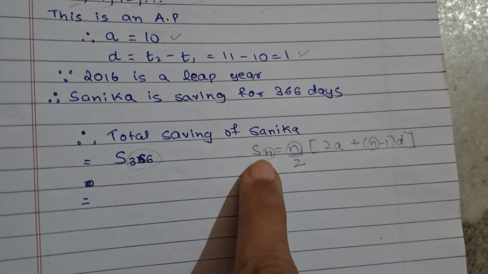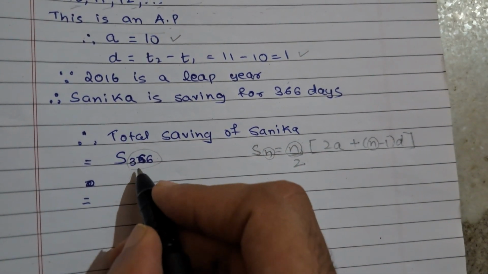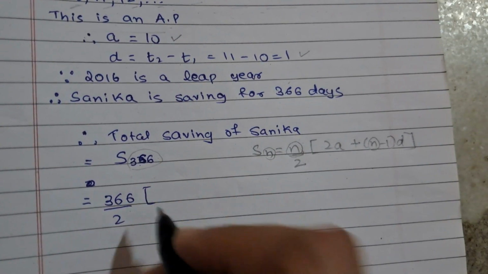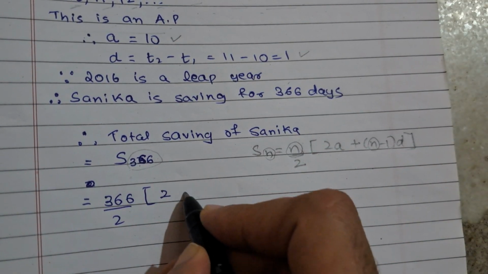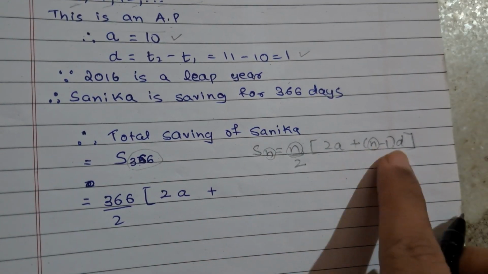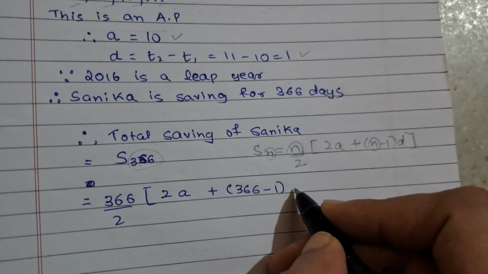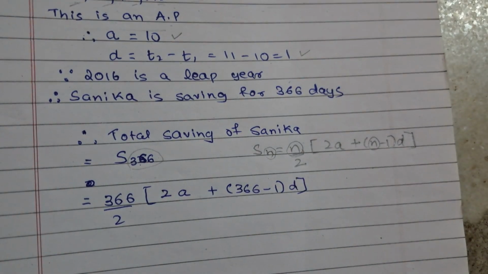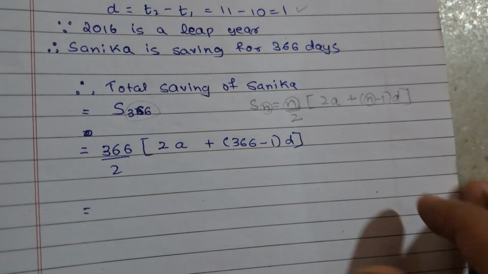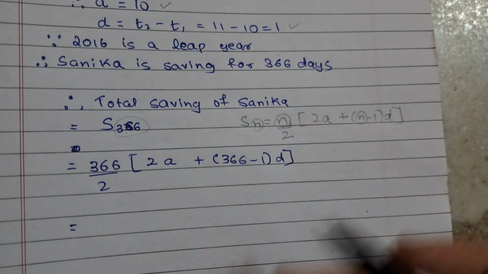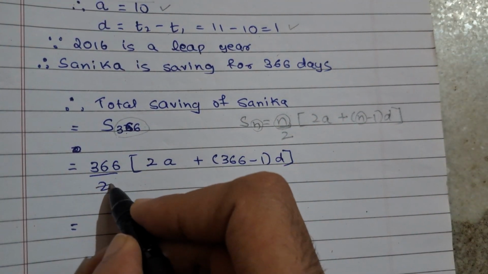So let's do that. I will directly write the formula over here. Let me leave a line for neatness. So what is the formula for Sn? n upon 2, and n for me is 366, so 366 upon 2. Then 2a plus n minus 1, and n minus 1 means again 366 minus 1, and d. So at the very first step, I didn't do anything else. I just replaced all the n's by my number 366. Now in the next step, I can maybe cancel these numbers.